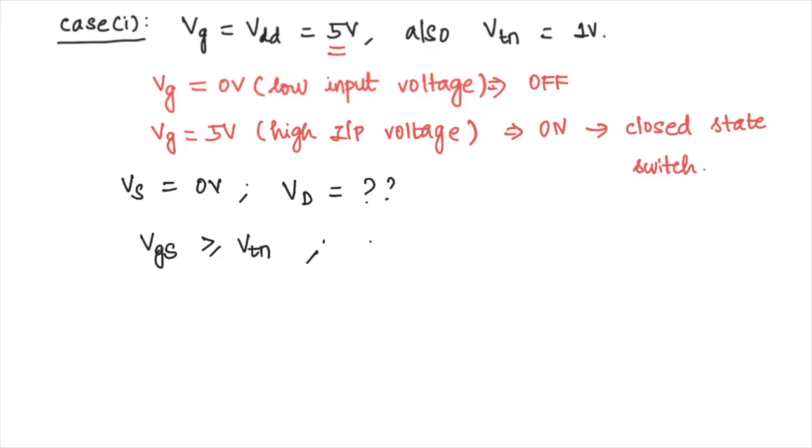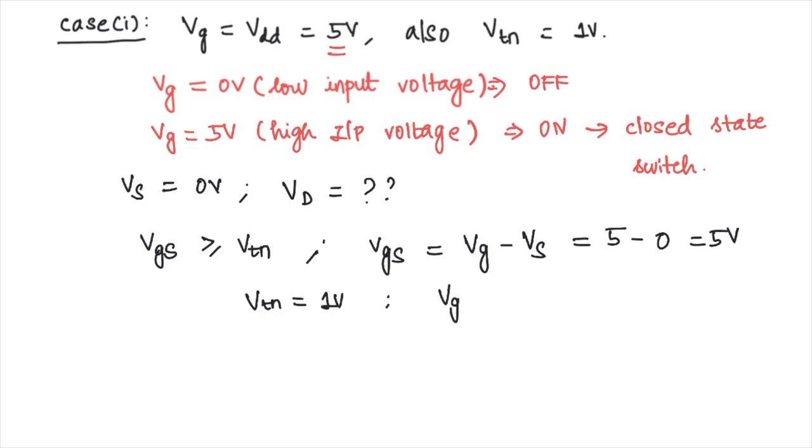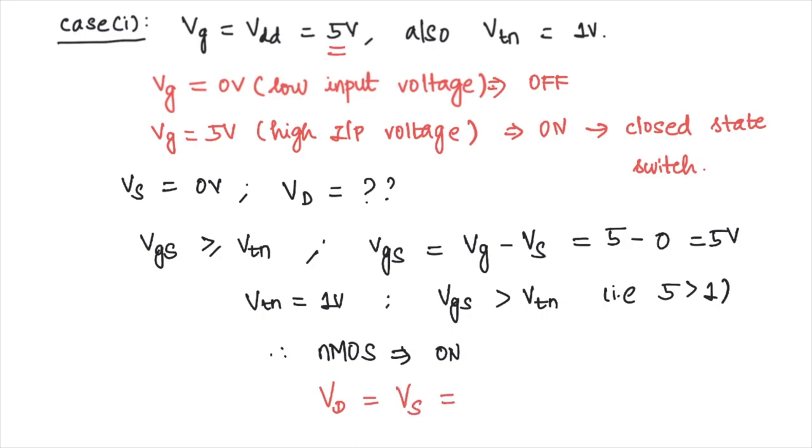So how to find out VGS? VGS can be written as VG minus VS. VG is 5 volts and VS is 0 volt. So 5 minus 0 will be 5 volt. VTN is 1 volt, which we have considered throughout the case. Therefore, VGS is greater than VTN, that is, 5 volt is greater than 1 volt. So the nMOS is in on state. It behaves like a closed state switch. Therefore, it allows the source voltage to be completely available at the drain terminal, which is going to be equal to 0 volt.